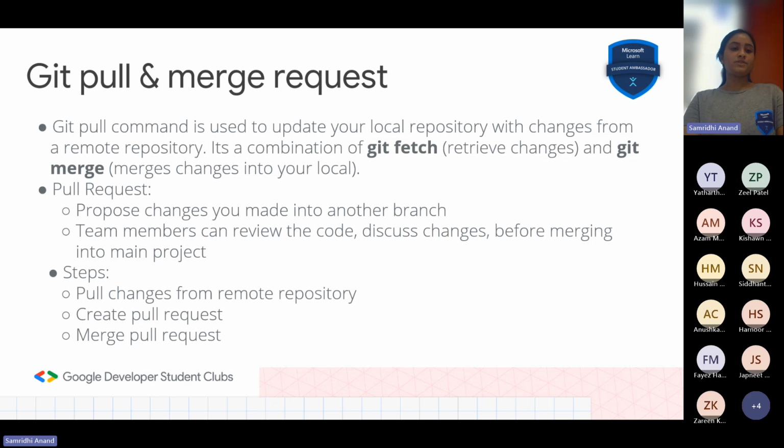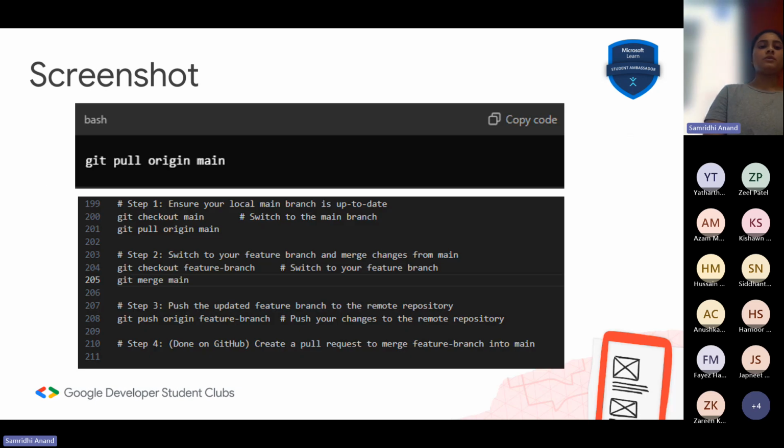So the pull request is to just propose changes you made to another branch. The team members can review the code and discuss the changes before merging into the main project. Sometimes you don't want to merge the changes that have been made. That could be seen in GitHub Actions when some changes are likely to give an error and we don't want to merge them. So we could just do that before merging it, because merging sometimes creates an issue. And the steps are just pull and merge request.